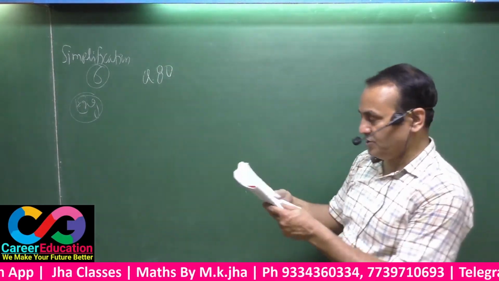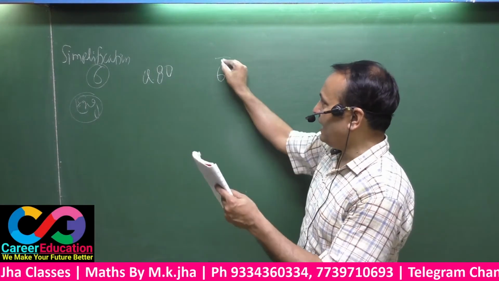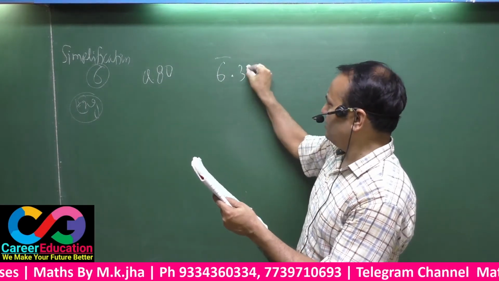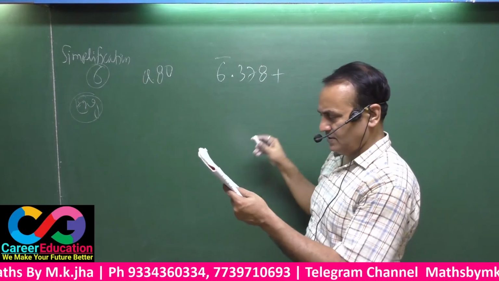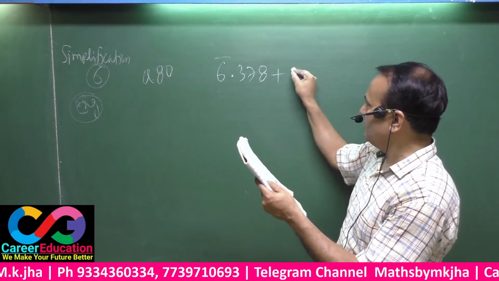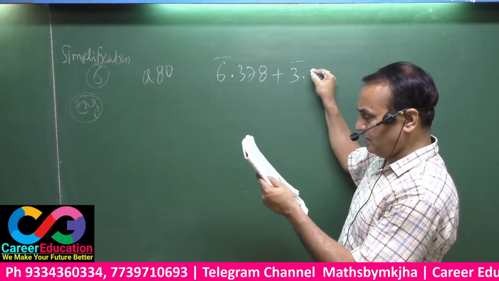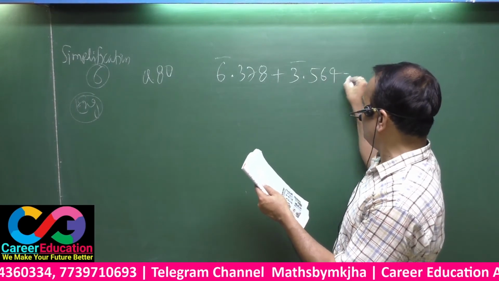See, question number 80: 6 bar 0.378 plus 3 bar 0.564 equals to.